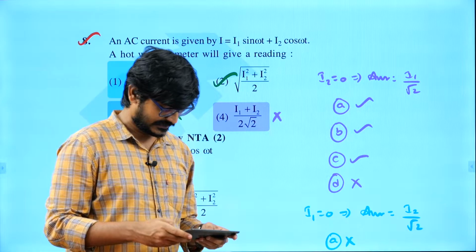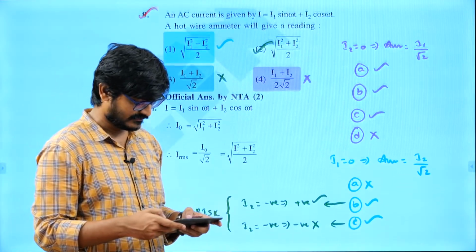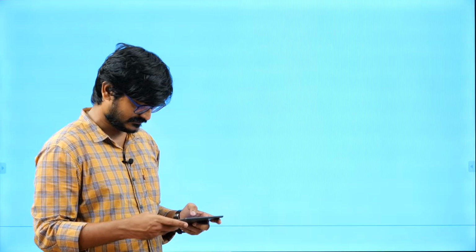So the next one, I think we have seen it already. So it's the same way. I will be checking what will happen when I2 is 0, I1 is 0, I2 is negative and so on.